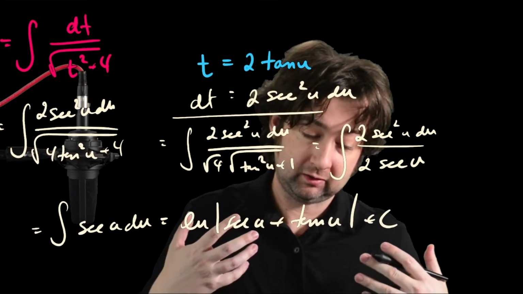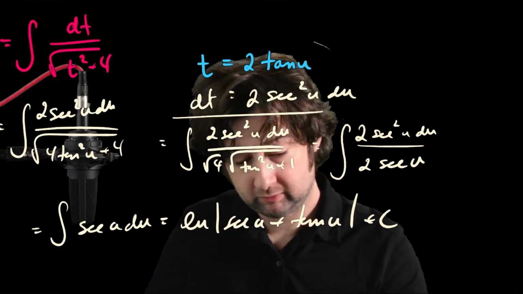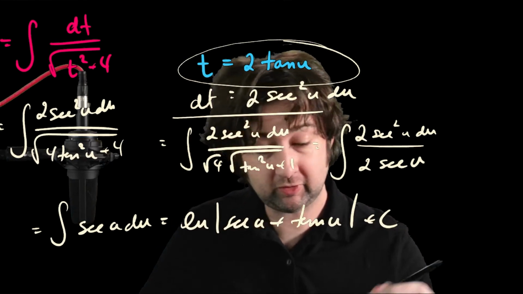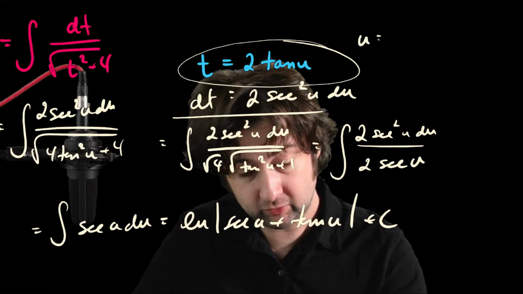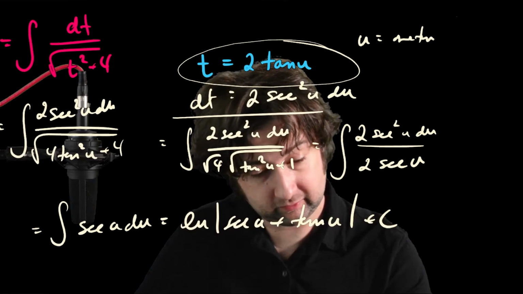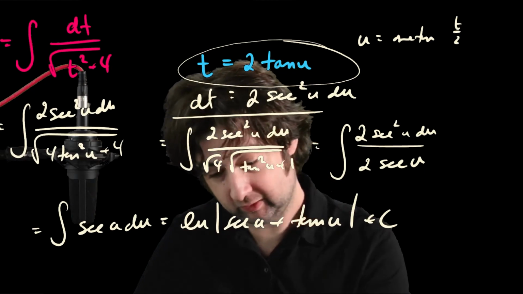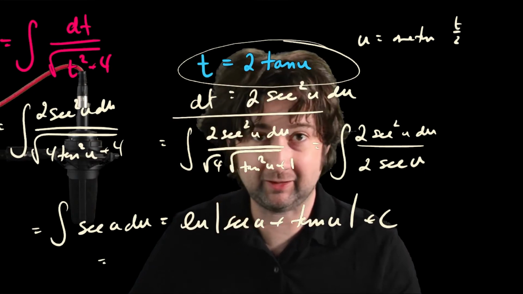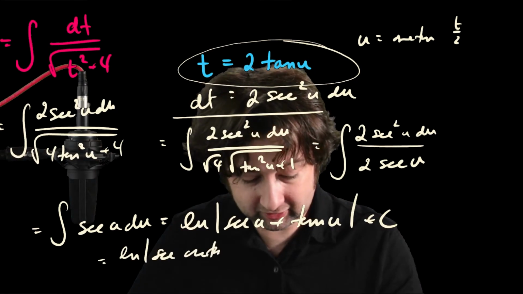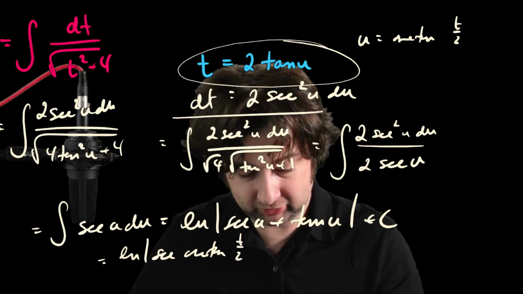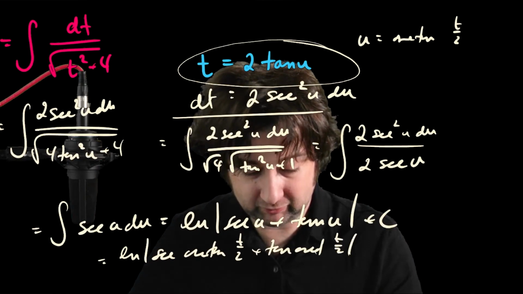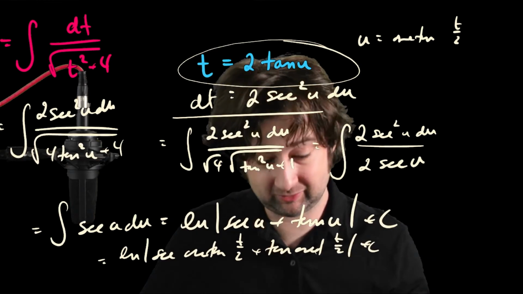Of course, u is not what we were after. So if t was equal to 2 times the tangent of u, then u is equal to the arctangent of t over 2. And so all of this becomes, this is going to get ugly, the natural log of the secant of the arctangent of t over 2 plus the tangent of the arctangent of t over 2. Well, at least those functions are inverses and they just cancel.